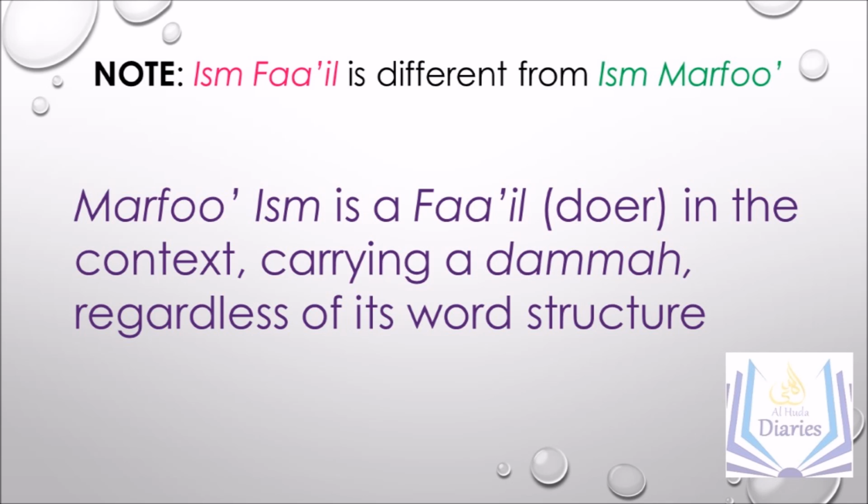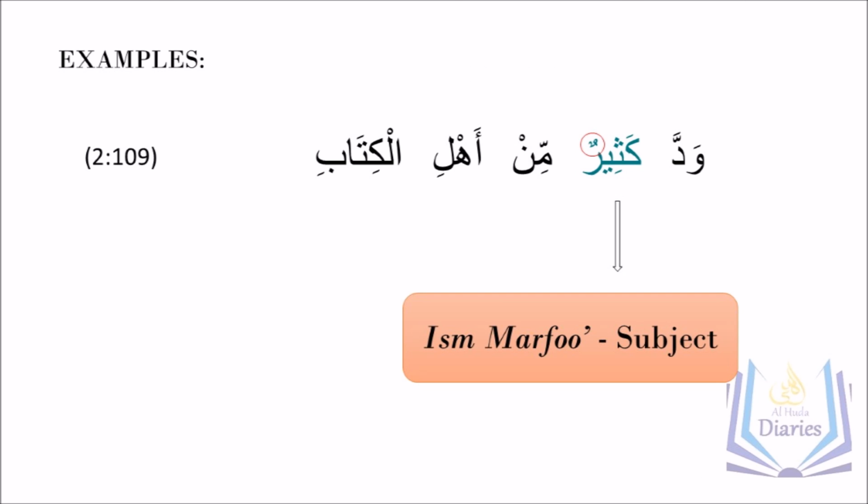A marfu is the fa'il in the context. It is the doer in the context only, carrying a dhamma at the end regardless of its word structure. So it doesn't necessarily have to be in the fa'il structure. It could be in any structure, but if it has a dhamma at the end, then it would be an Ism Marfu, a fa'il. Some examples. وَدَّ كَثِيرٌ مِّنْ أَهْلِ الْكِتَابِ. Kathirun here, as indicated by the dhamma, is the Ism Marfu in this sentence.